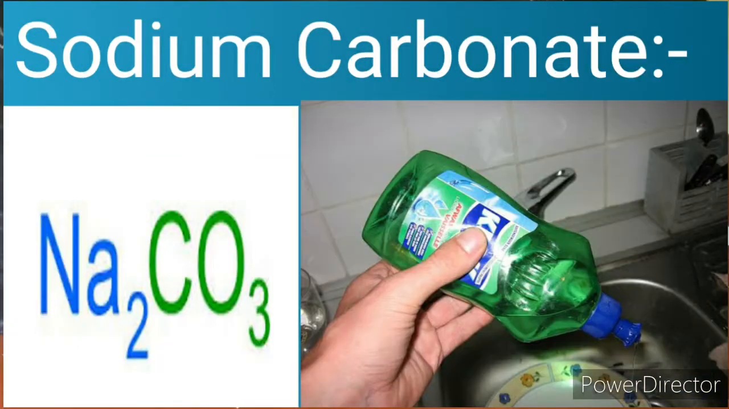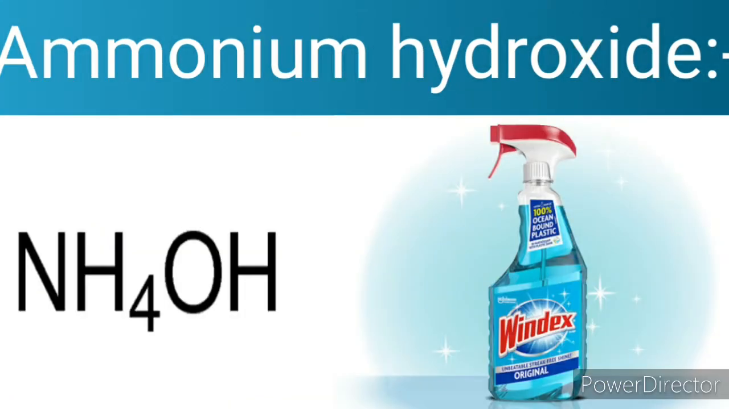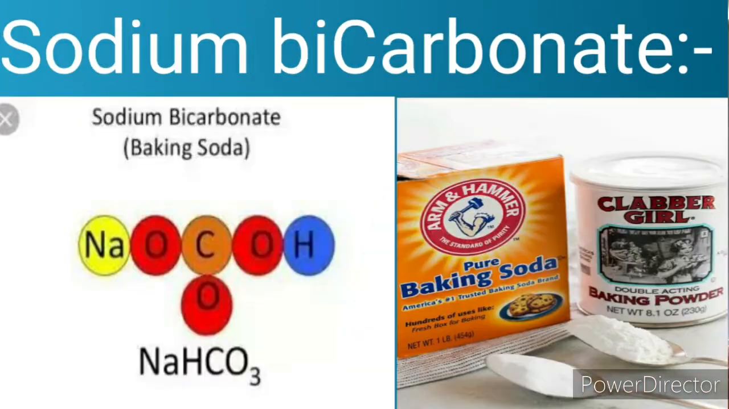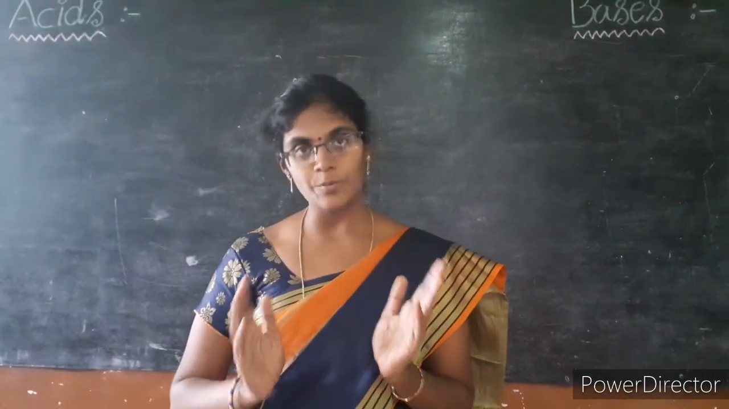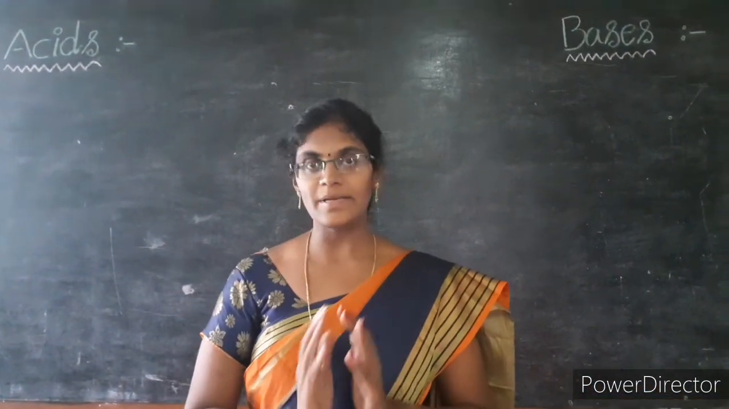Next, sodium carbonate is used as a dish detergent. Ammonium hydroxide, NH4OH, is used as a glass cleaner. And last, sodium bicarbonate is the active ingredient in baking powder. These are some of the uses of acids and bases.